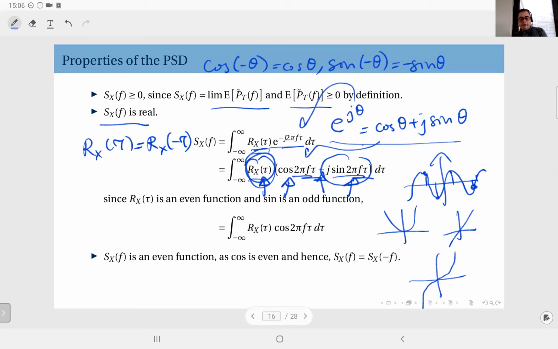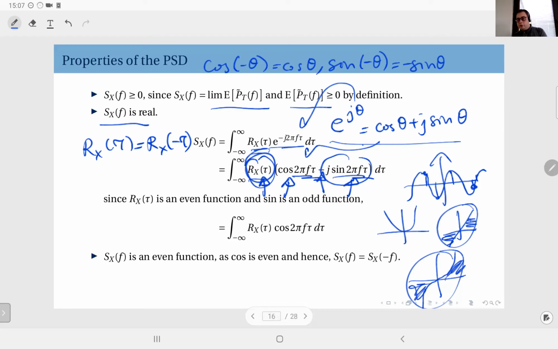Now, when you integrate an odd function across the entire real line, like this one or this one, it will give you 0, because the area on the right-hand side will cancel the area on the left half plane. This area equals this area, but it's negative. This area here is equal to this area, but it's negative, so they cancel each other out.